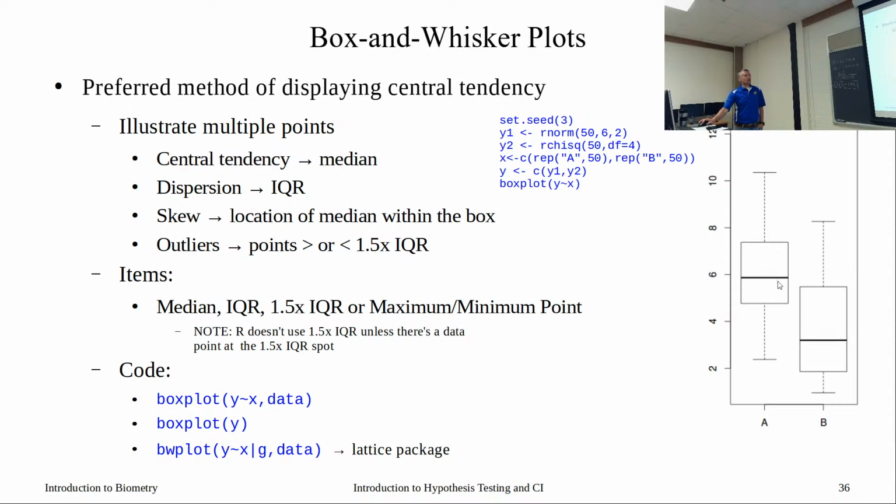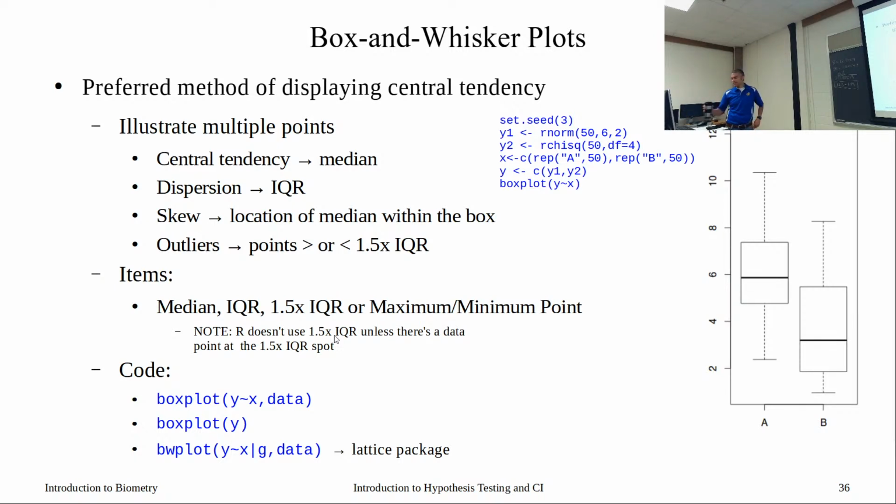So we have our median, that's our central tendency. Interquartile range, that's our measure of dispersion. Skew can be visualized based on where we are in that box. We should be right in the middle. And then our outliers are those points that fall beyond our whiskers. And our whiskers represent either the minimum and maximum values or 1.5 times the interquartile range. This is why I said in my note that R doesn't use 1.5x unless there's a data point beyond that. Then it does go to 1.5x.